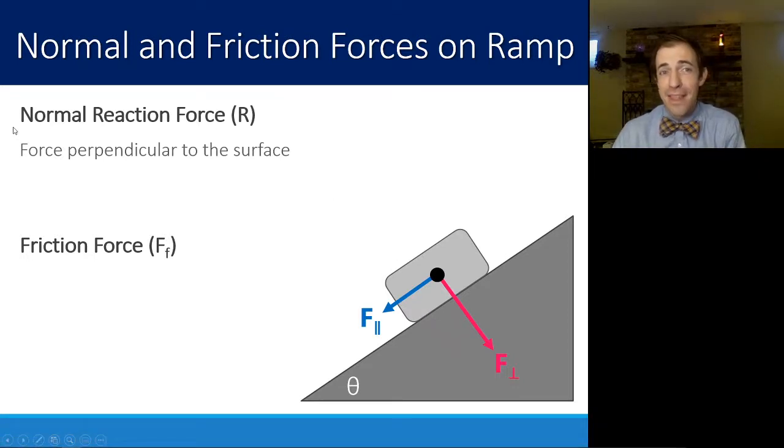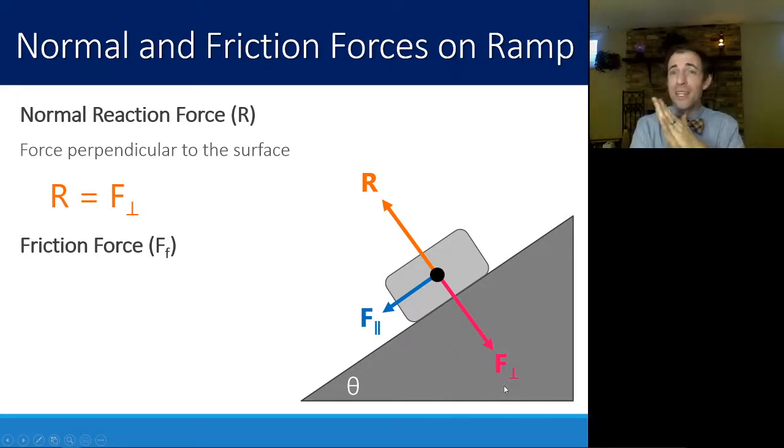Now, remember that the normal reaction force, R, is always perpendicular to the surface. And we know that this object is only moving along the surface of the ramp. It's not flying up into space. It's not going into the ramp, which means that this perpendicular force has to perfectly cancel out any force on the opposite side. And we know that that force on the opposite side is R. It's the normal reaction force. So if you know F perpendicular, you also know R. How much that surface is pushing perpendicular to the surface is always going to be equal to the perpendicular force.